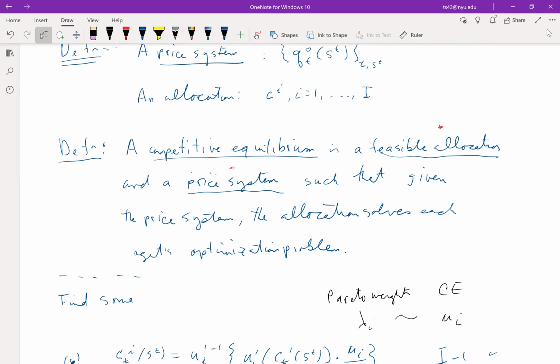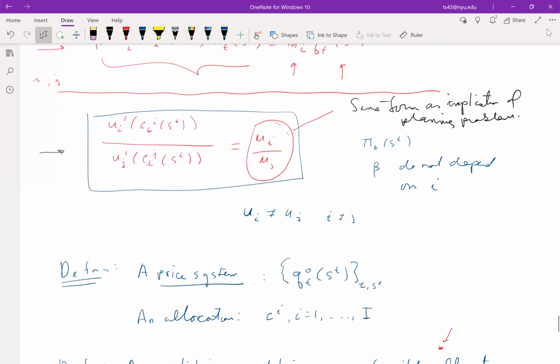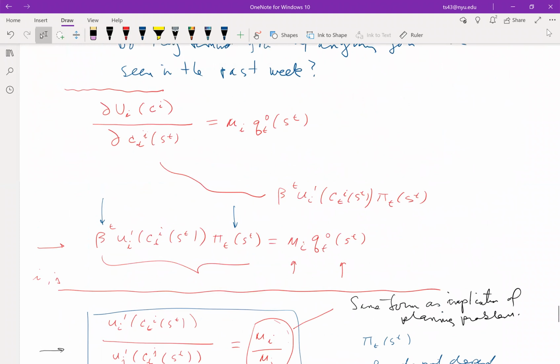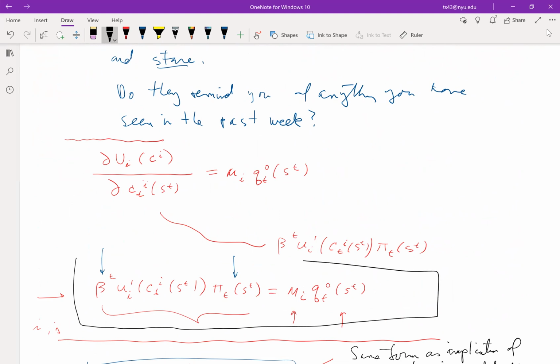In computing this equilibrium, we first went for the allocation, and we postponed solving for the price system. But now we're just going to go back and say, now how are we scratching our head, how can we find the price system? Well, now we're going to go back here and remember we had this equation, which was our rearranged first order condition with respect to C_t^i(s^t) for a particular consumer.